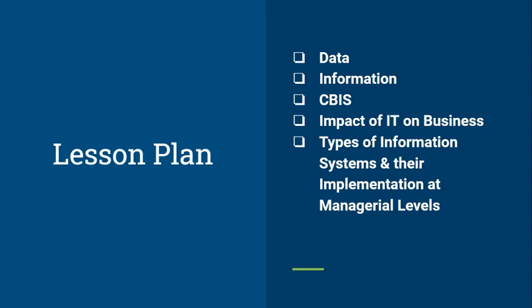And lastly, we are going to learn about the types of information systems that are prevailing and how those types of information systems are being implemented by any business organization at their different managerial levels. So these are the 5 broad areas that we are going to cover in chapter 1. So let us begin with the first area, that is the concept of data.